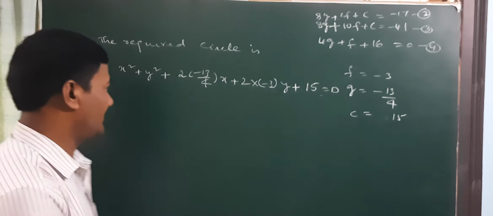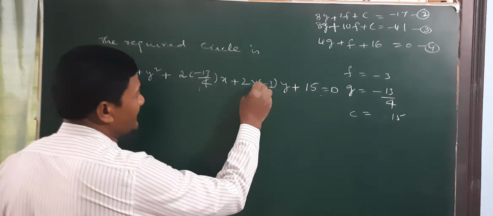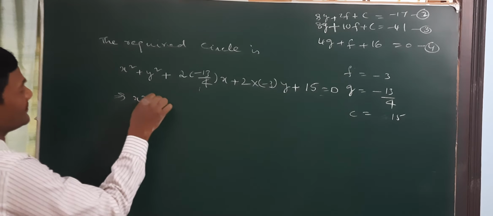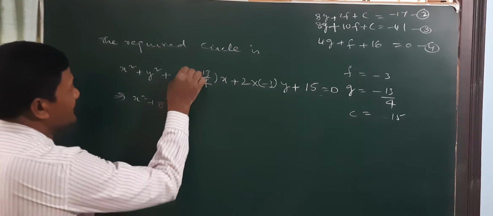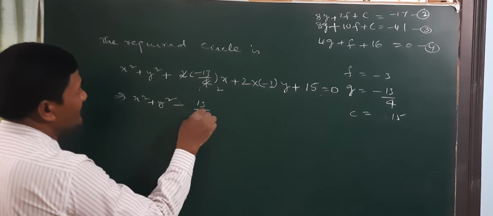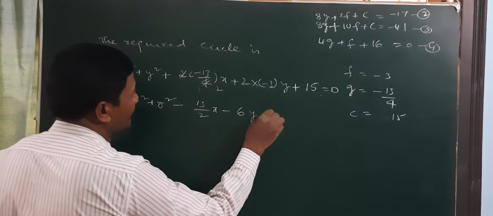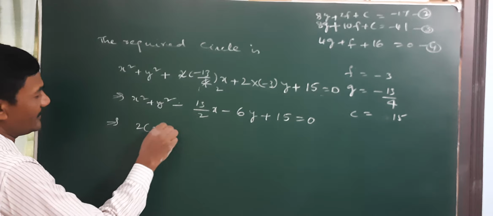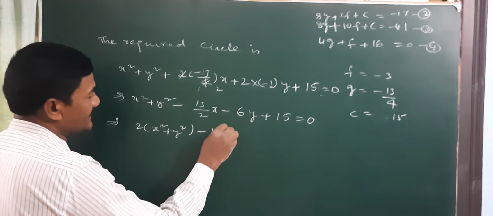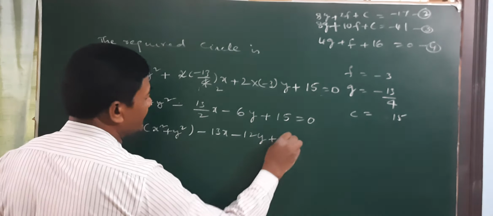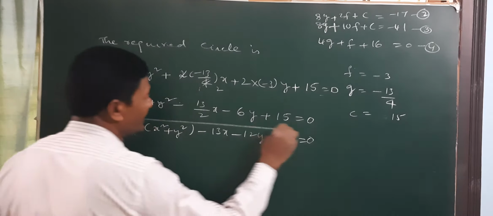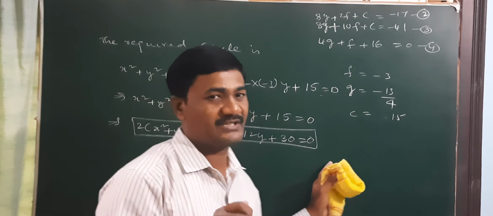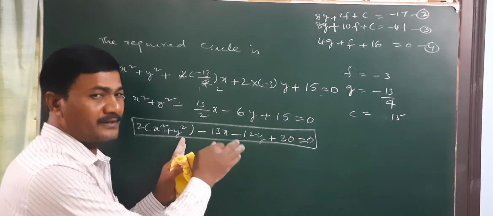So g means minus 13 by 4, and 2f means minus 6, minus 3 into y plus 15 is equal to 0. So that is x square plus y square minus 13 by 2 x minus 6y plus 15 is equal to 0. You can multiply by 2: 2 times (x square plus y square) minus 13x minus 12y plus 30 is equal to 0, which is the required equation of the circle passing through 2 points and whose center is on the given line. This is the solution of problem number 1.